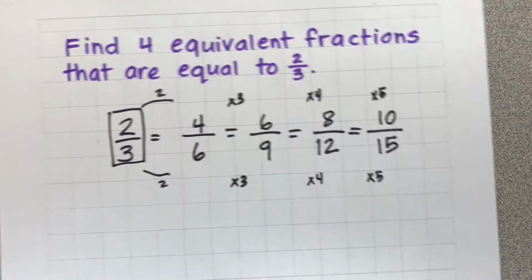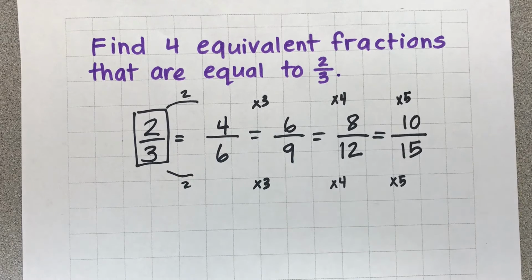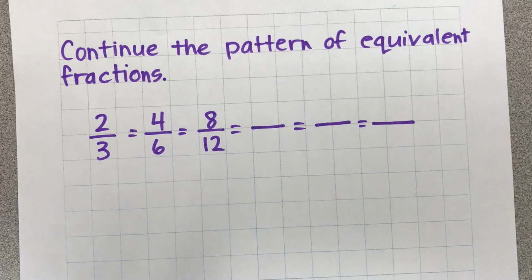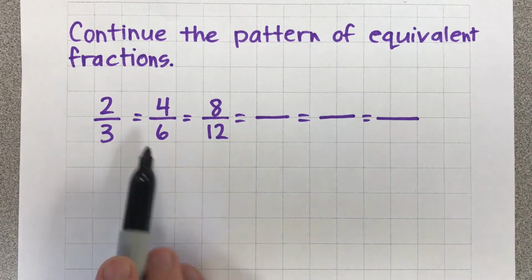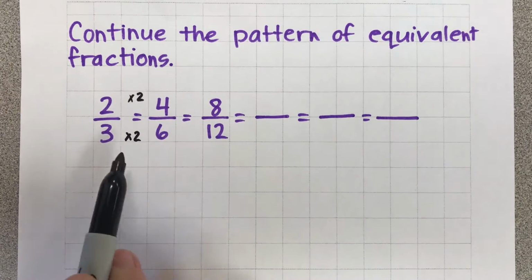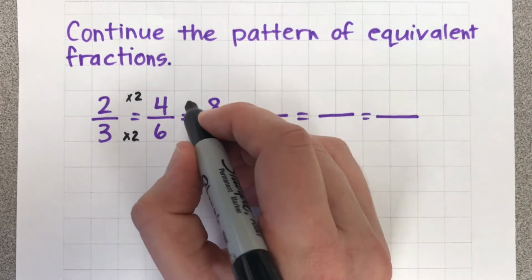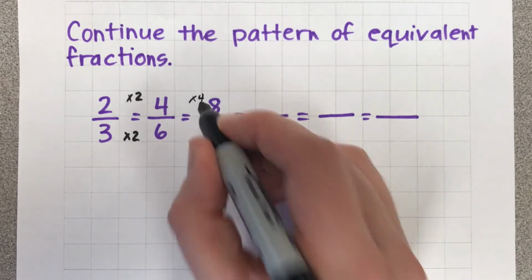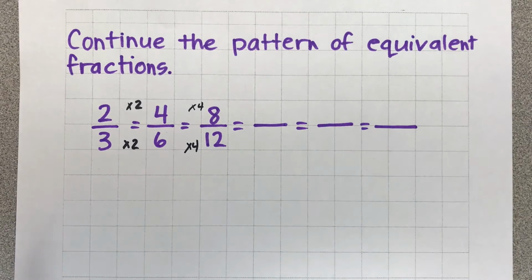So again, we want to find 4 equivalent fractions equal to 2/3, and these are all equivalent fractions equal to 2/3. All right, so another question you may be asked is something like this. Continue the pattern of equivalent fractions. You actually did that on your homework last night. So here we have 2/3, which is equal to 4/6. I can tell that because we're multiplying by 2 on both sides. 2 times 2 gives you 4, and 3 times 2 gives you 6. And then 8/12 because 2 times 4 gives you 8, and 3 times 4 gives you 12. So now we just need to continue that pattern.